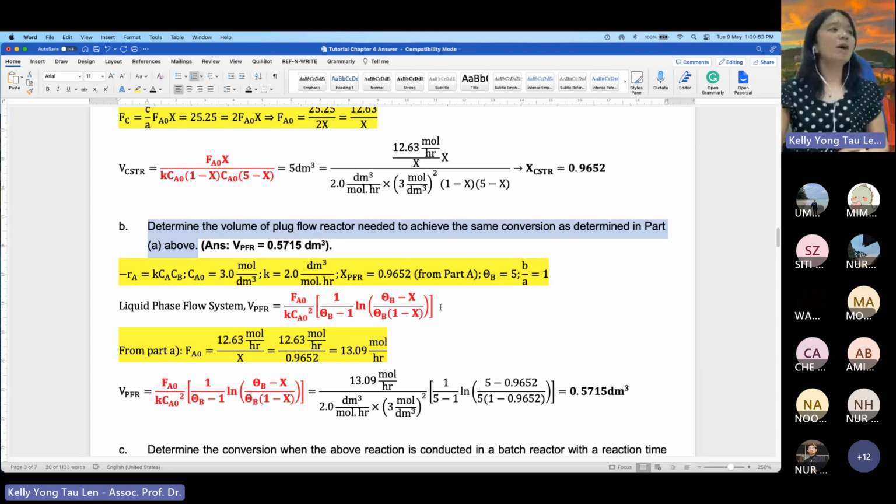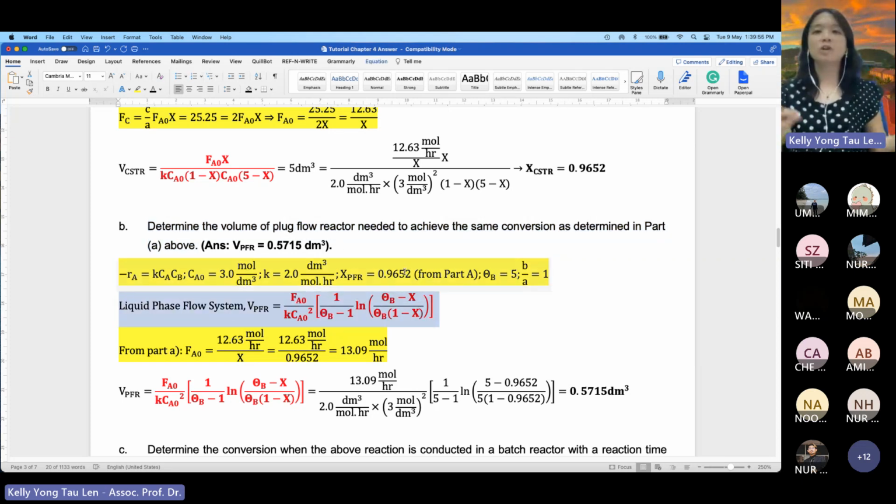So again, you have to go back. You have to check the list of equation. Sekarang equation dia adalah untuk PFR, okay, liquid phase. Rate law masih sama. Minus RA equals to KCACB. So remember I told you, dia ada 3 syarat. Satu syarat berubah, equation dah berubah. Okay, so salah satu syarat berubah, equation pun akan berubah. So part ni kamu tengok, reaktor yang berbeza, naturally equation pun akan berbeza.